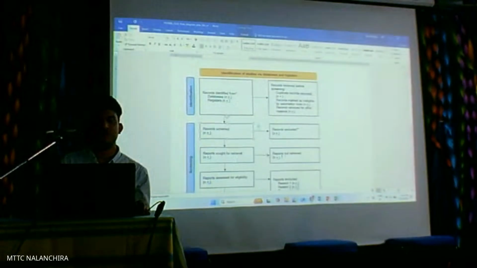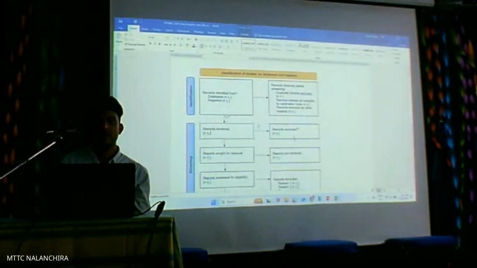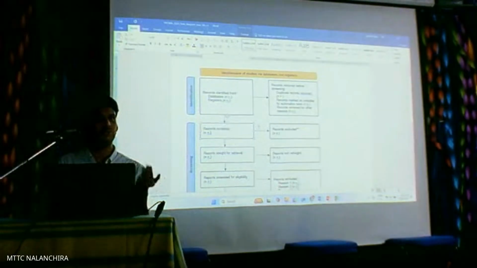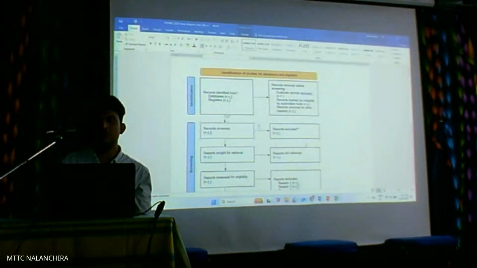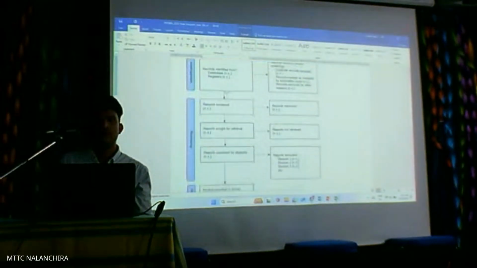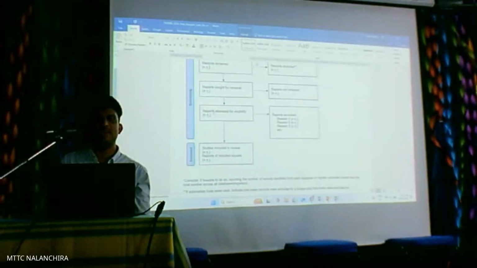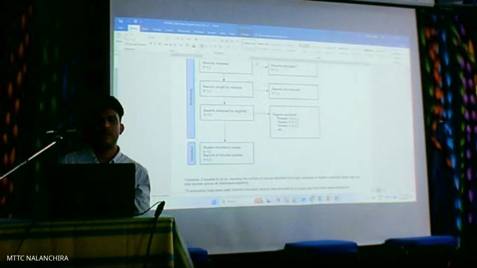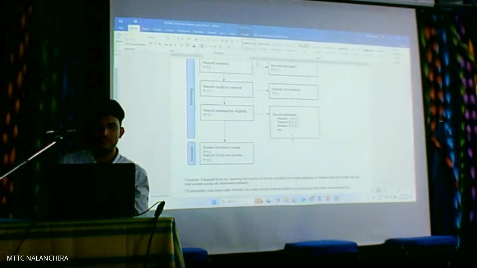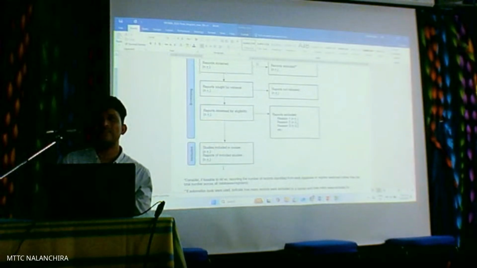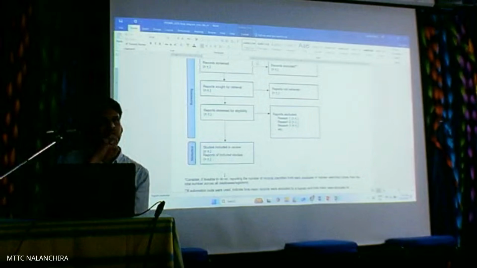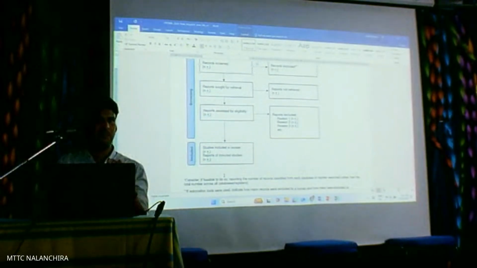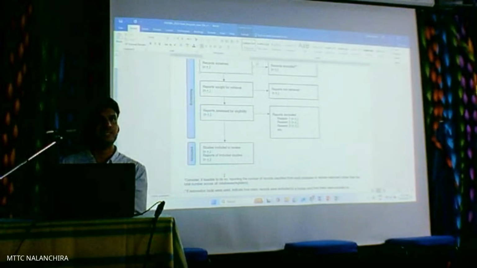Reports sought for retrieval, reports not retrieved. How many did you get? Retrieved means how many you were able to download. Then eligibility criteria: which reports are eligible for the criteria, and what are the reasons? Then how many studies you include. Once you search, you may get thousands of records. Then you come down, and you may get only 60 plus.